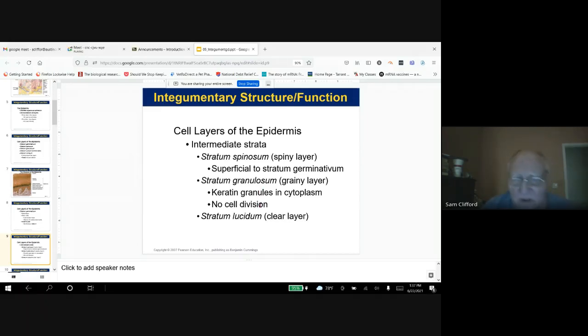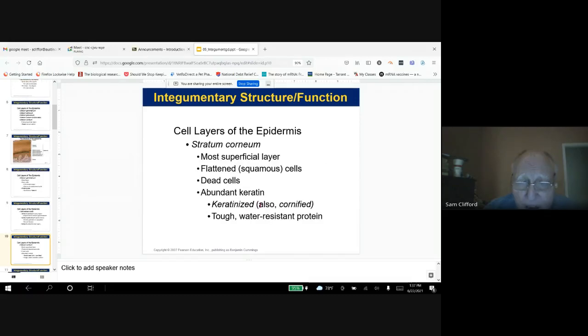No cell division. Those cells are growing and moving toward the exterior to make sure you have a thick enough stratum corneum. So when you touch your skin, you're touching the stratum corneum. It has dead, flattened squamous cells.